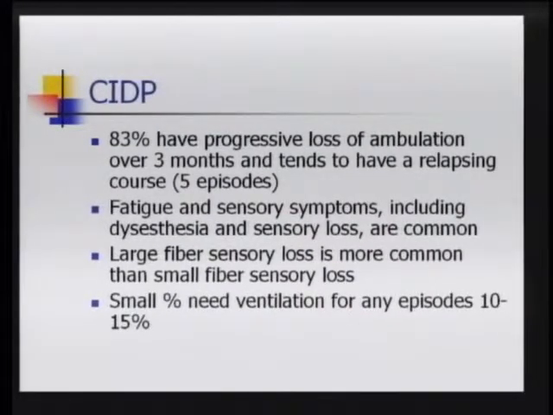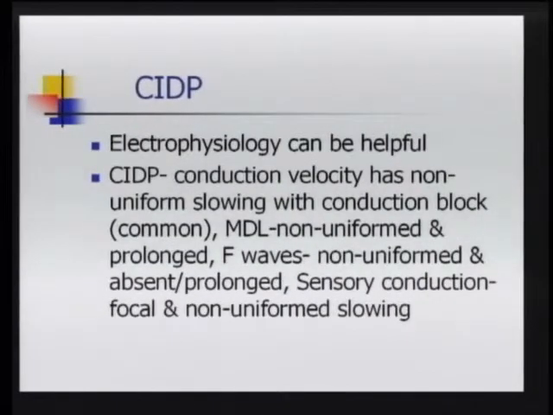And we talked about the relapsing course already. They tend to have about 4 or 5 episodes, and each of those episodes tends to respond fairly well to treatment. They can have fatigue and sensory symptoms. Large fiber sensory loss is much more common, so they tend to have more problems with balance than with small fiber problems such as pain. And a very, very small minority of those patients will need to be ventilated at any point in time.